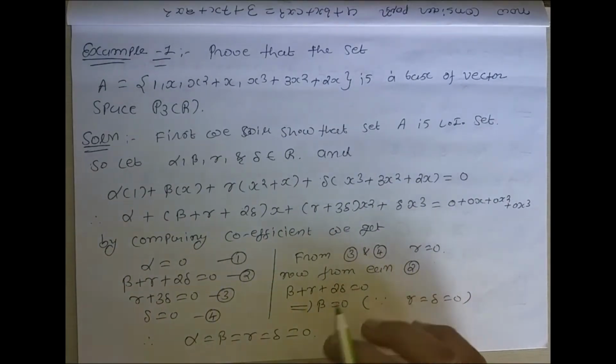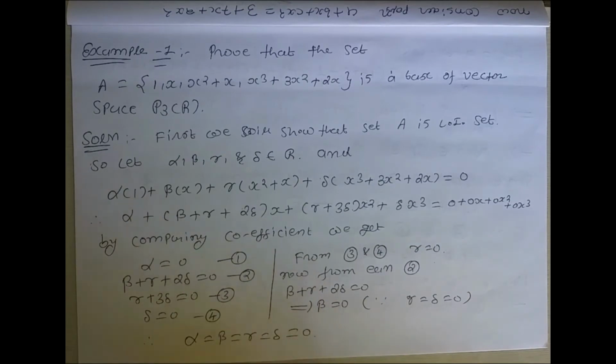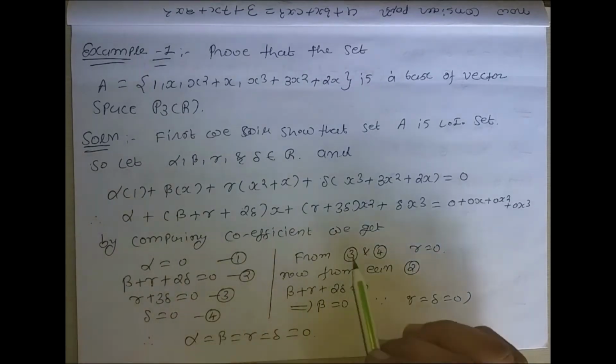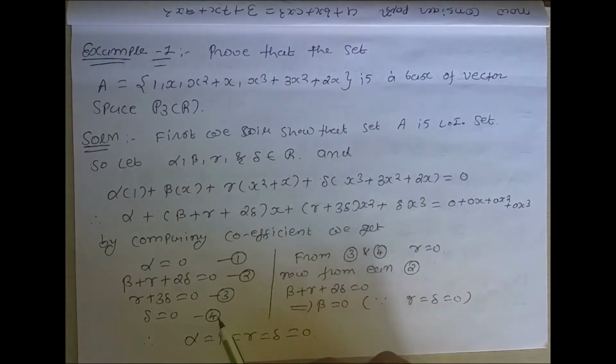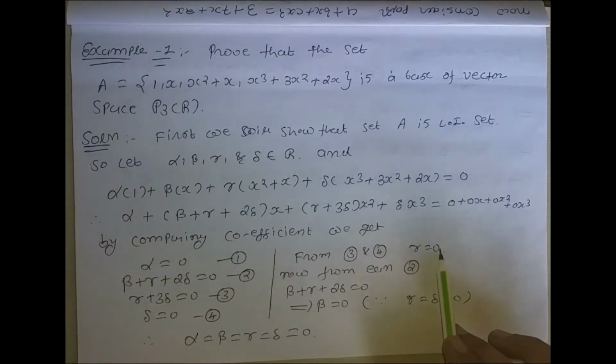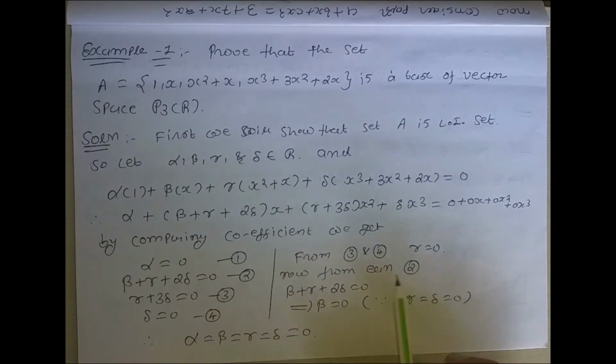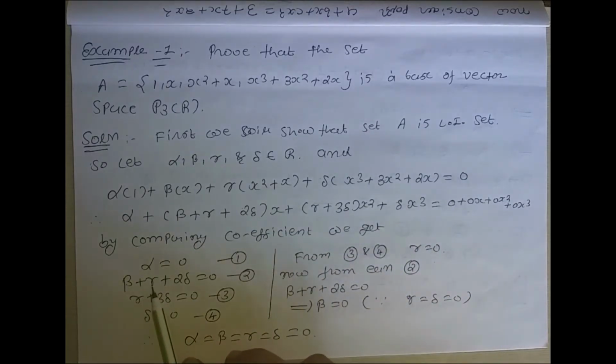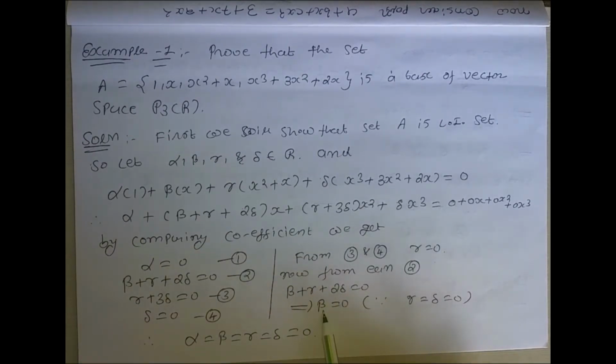So we get the value alpha is equal to 0, delta is equal to 0. Put these values in equations 3 and 4. Delta is equal to 0, put this value in equation number 3, we get gamma is equal to 0. Now from equation number 2, the value of gamma is equal to 0 and the value of delta is equal to 0, so we get the value of beta is equal to 0.